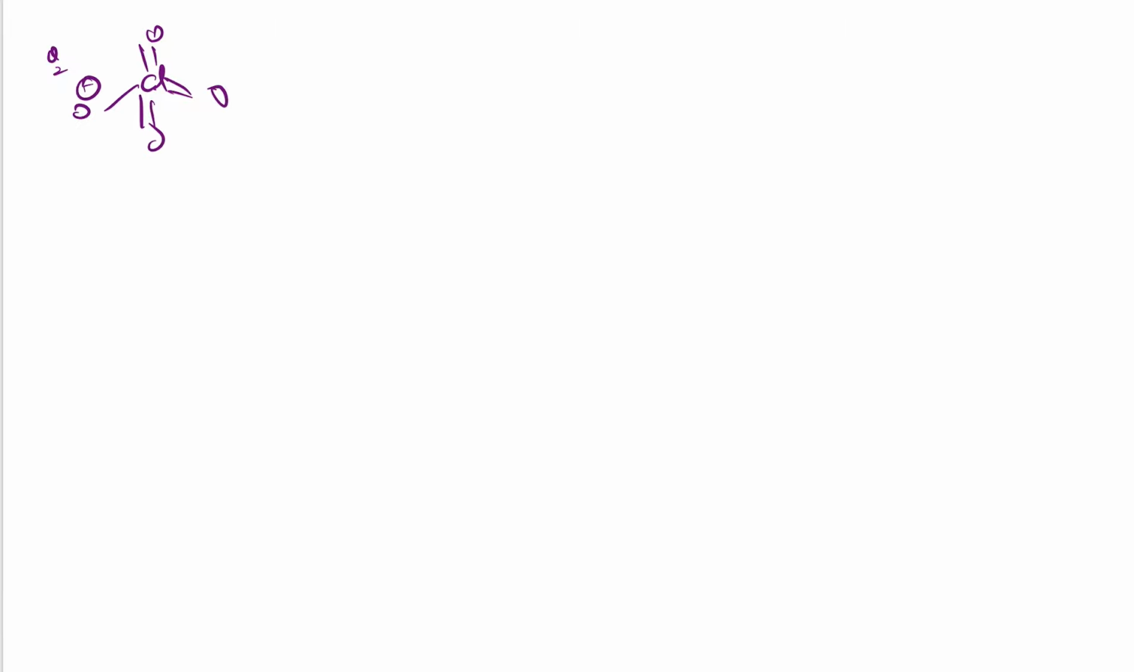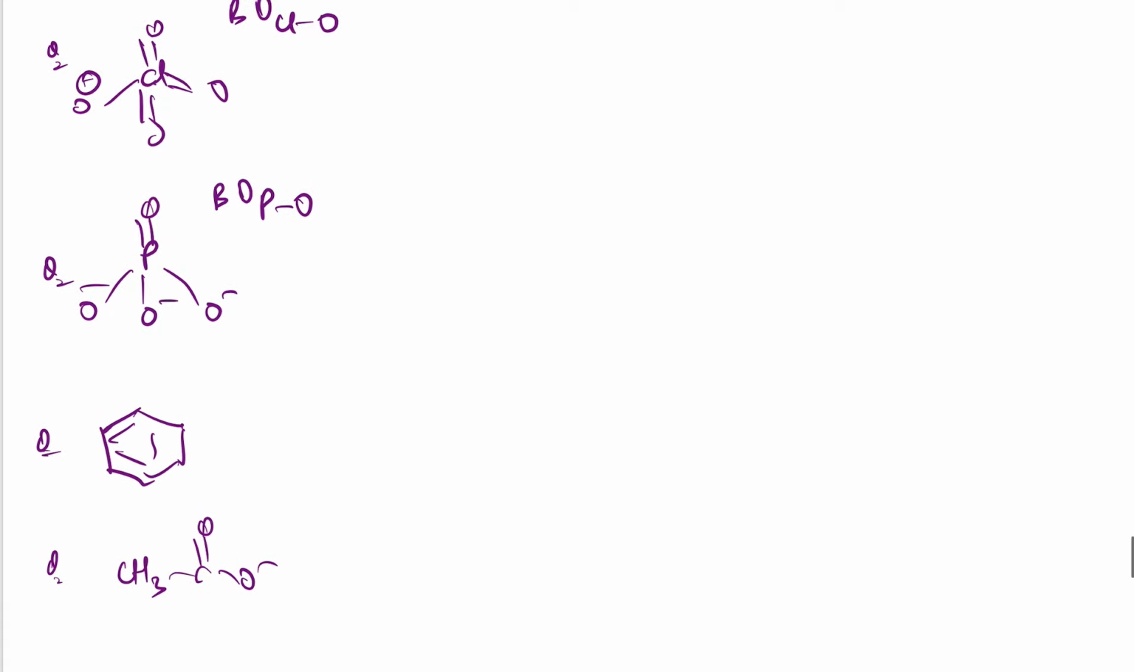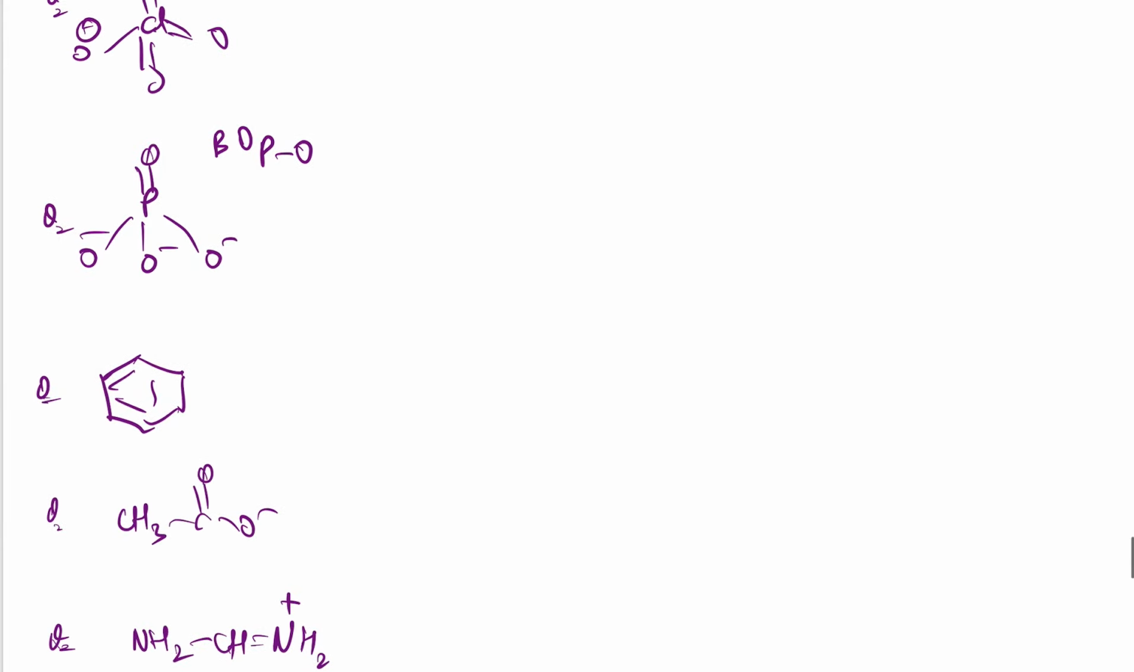Now I am giving you some more practice problems. You have to pause the video and try to answer on your own. Next question, Cl double bond O, double bond O, double bond O negative. Bond order of ClO. Next question, P double bond O negative and O negative. Bond order of PO. Next question, benzene. Next question, CH3 O negative. And one more bonus question you have: NH2 CH double bond NH2 plus. So these are the questions. Try to answer on your own. Pause the video.